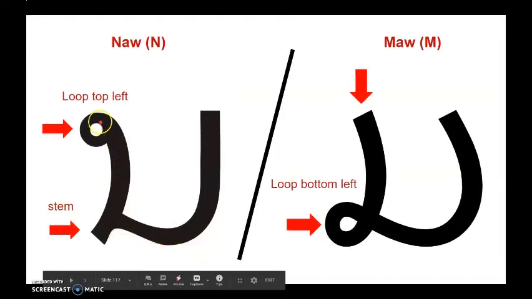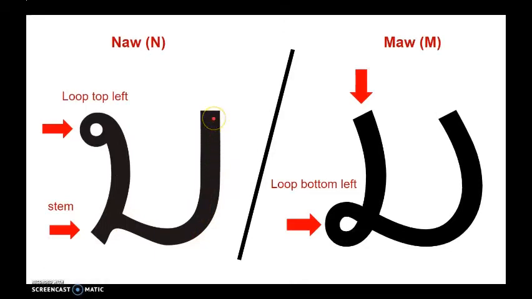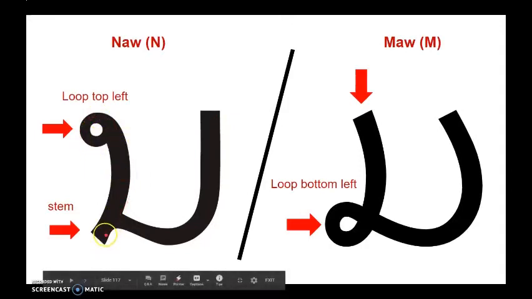Okay, so this letter looks very similar to ma. It looks similar to the English alphabet letter U, but it has a loop at the top left and a stem at the bottom left, where ma has no loop at the top left and a loop at the bottom left instead of a stem. But they both resemble the English alphabet letter U. Okay? But this is the letter that we're learning this week, ma.